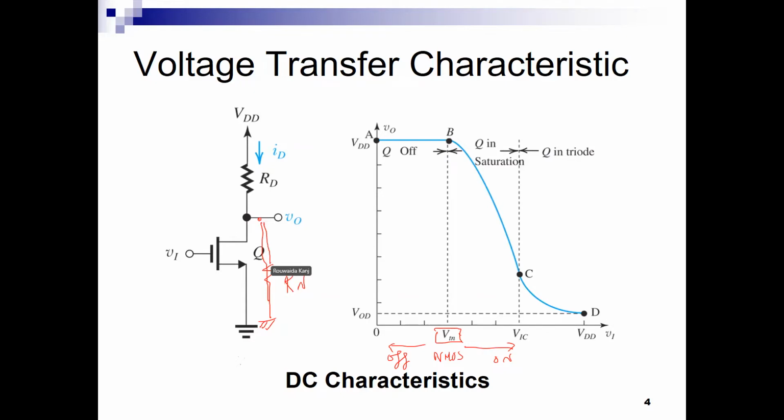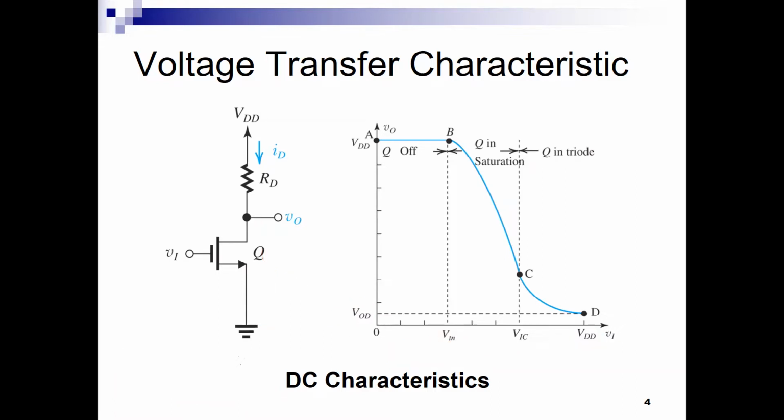Of course, as Vn increases, the overdrive voltage increases, therefore the current in the NMOS is going to increase, and therefore the resistance of the NMOS will decrease. It is trying to pull down the output to ground. Eventually, when the input reaches VDD, the output will reach what we call the output low, VOL.